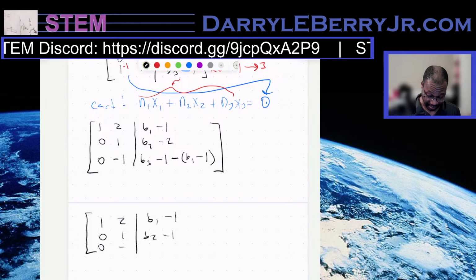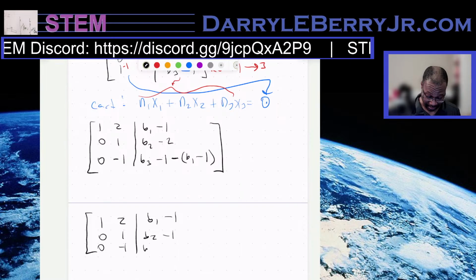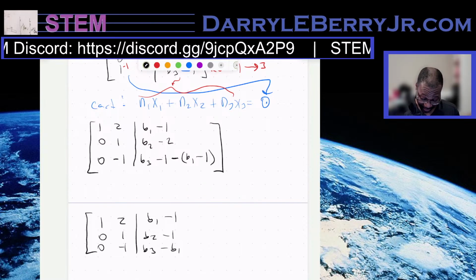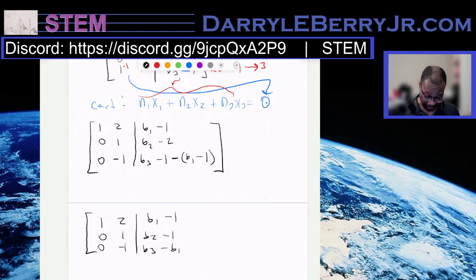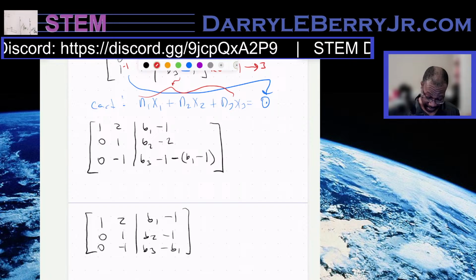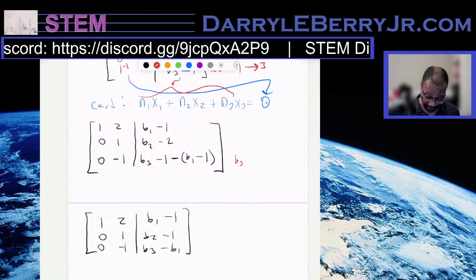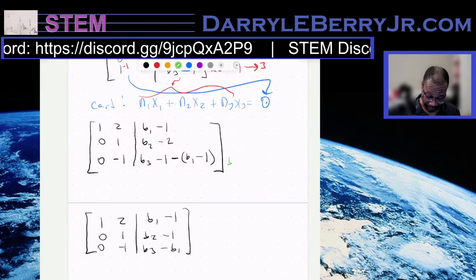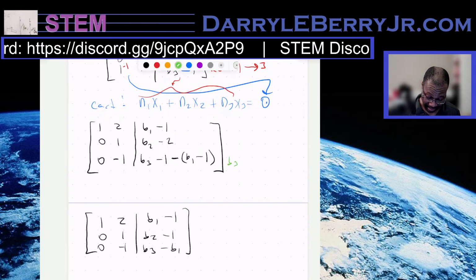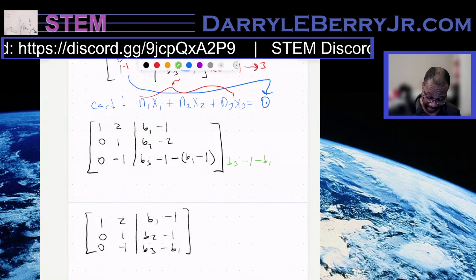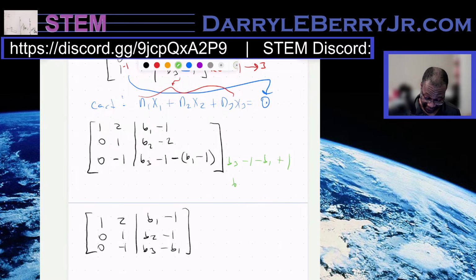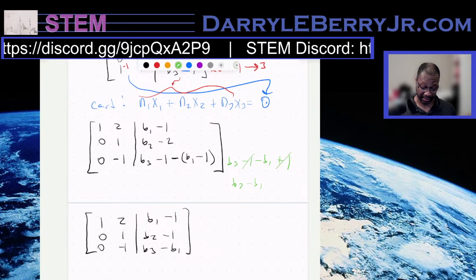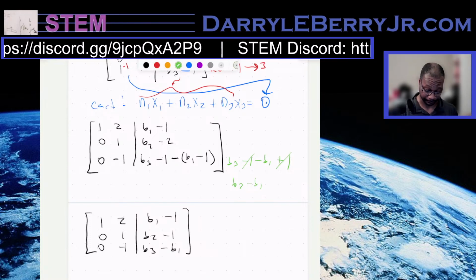And I have 0, negative 1, b3 minus b1, and then I have b3 minus b1, because the b3 will be there. Now I'll make this a different color since I'm doing something different with that. The b3 will be there. It'll be minus 1 minus b1 plus 1, and then we have b3 minus b1, and the plus 1 minus 1 cancel. So if I made a mistake on that, let me know.